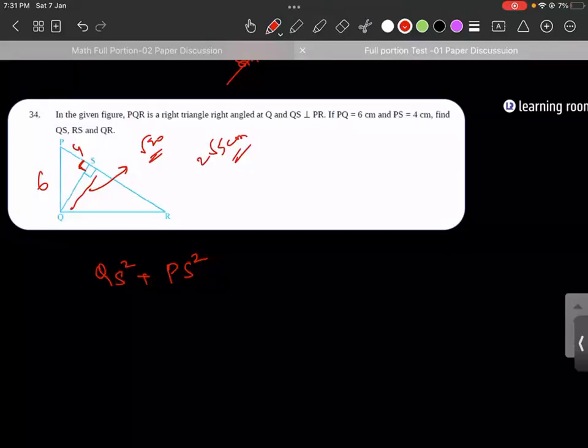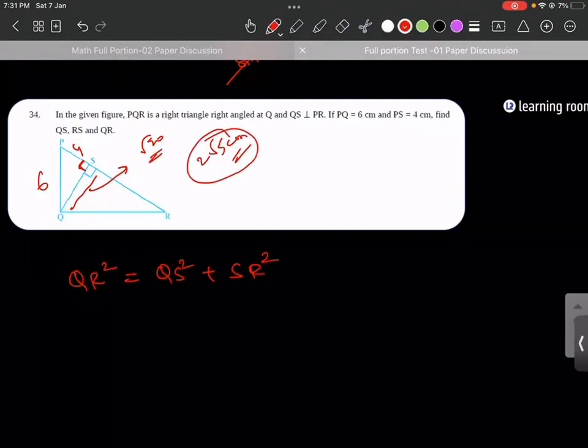So use the value here for QR. Hello? Yeah, what should you use? That's my question. Sir, after that, we just replace the values. QR square equals 2 root 5 the whole square plus SR square.